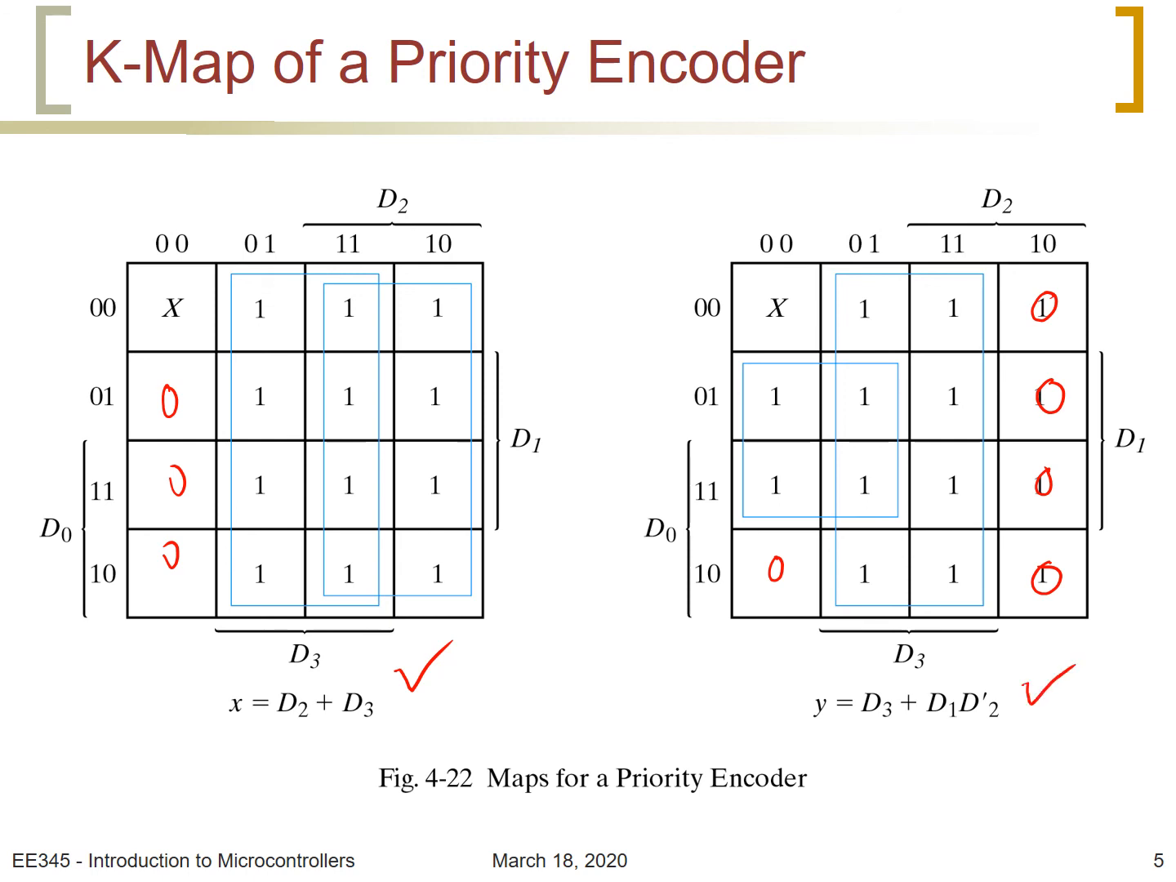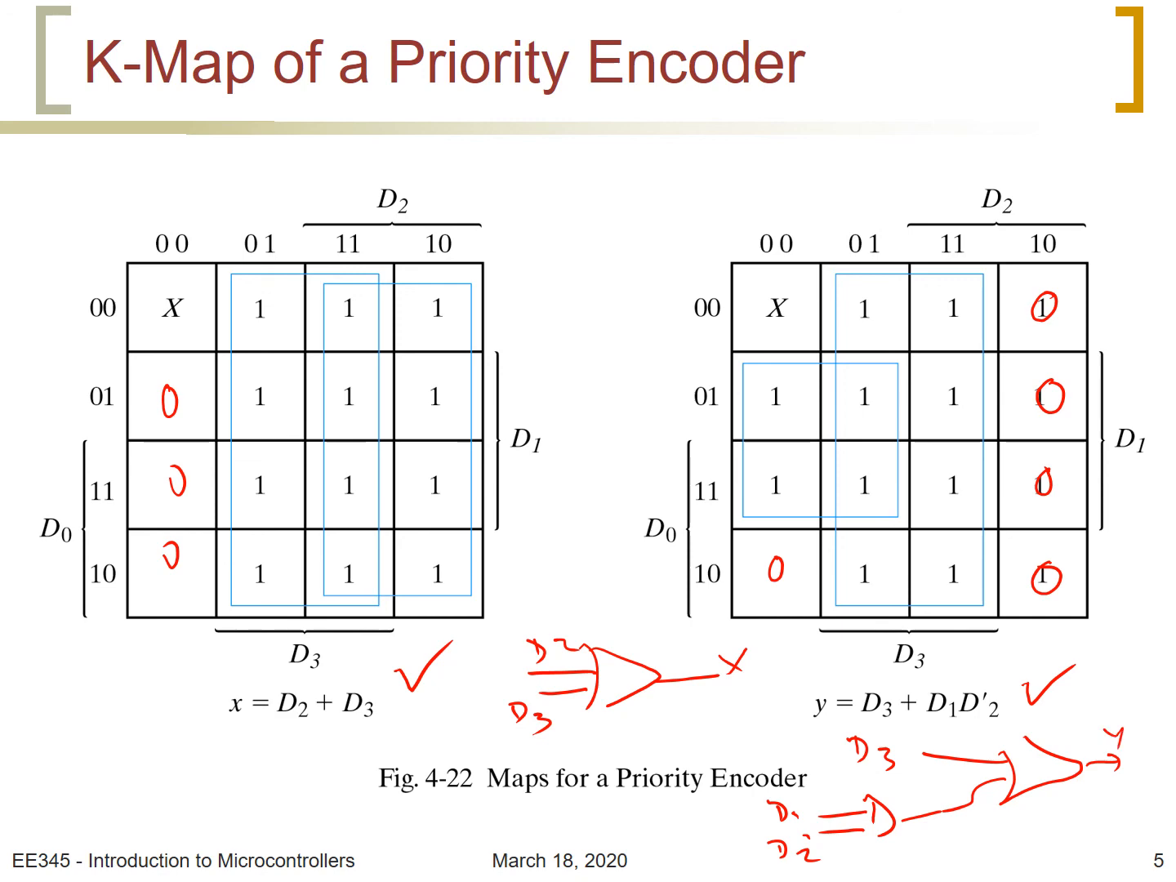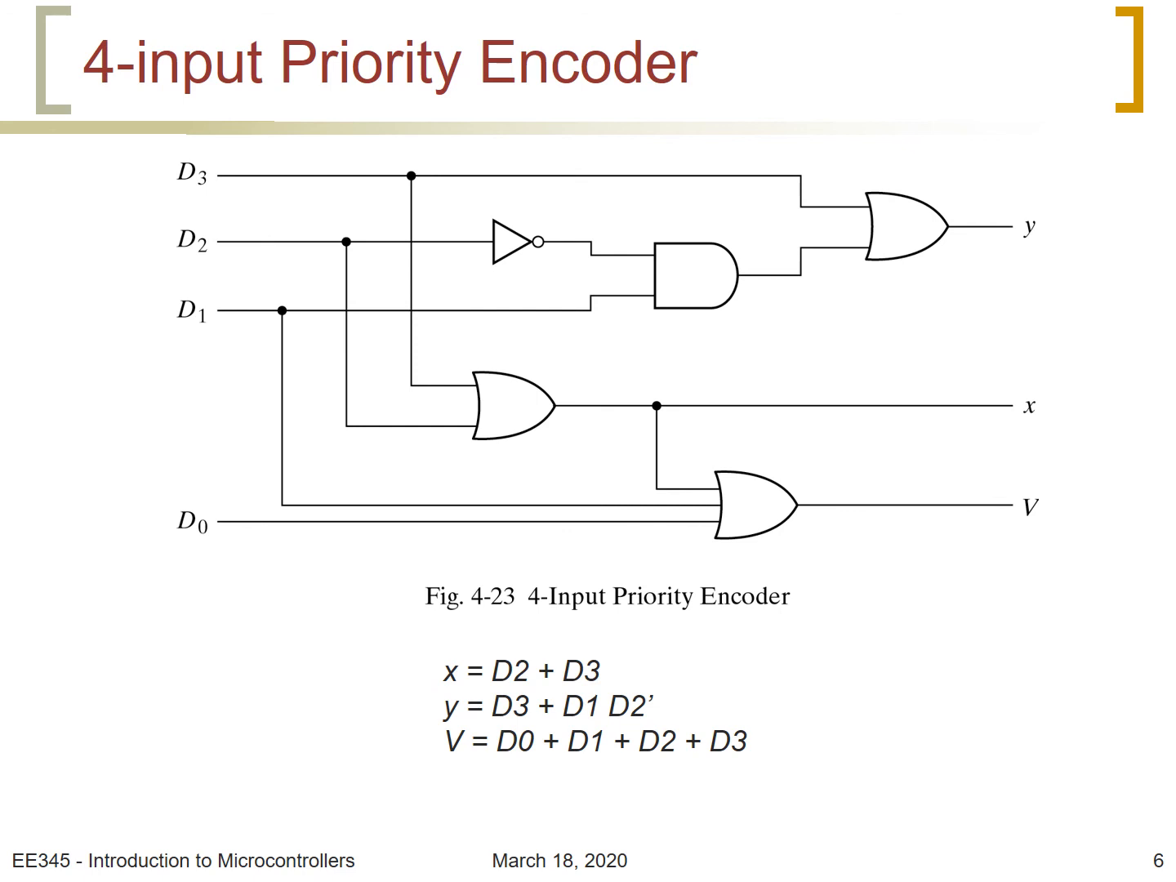We can easily draw the logic diagram because X needs just an OR gate. That's X, with D2 and D3, and Y needs an OR gate where we enter D3 and D1, D2 prime, which comes from an AND gate, and then this is Y. And this is the complete circuit for the priority encoder that we have just explained.